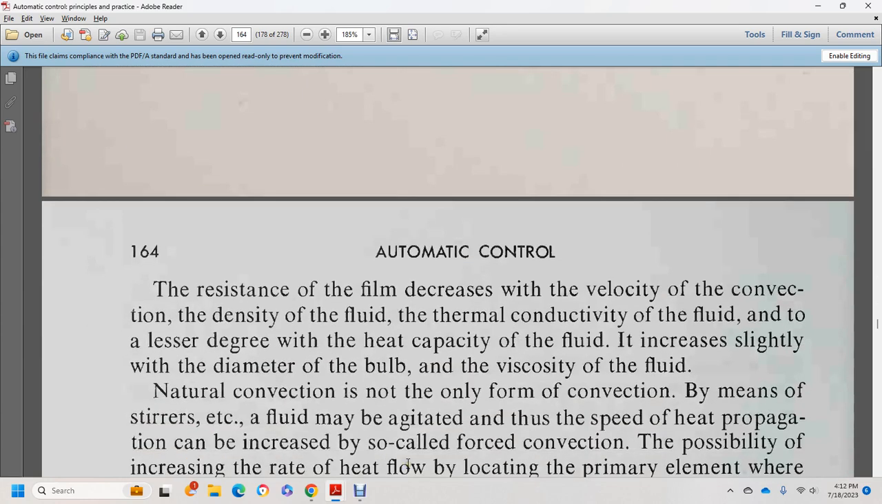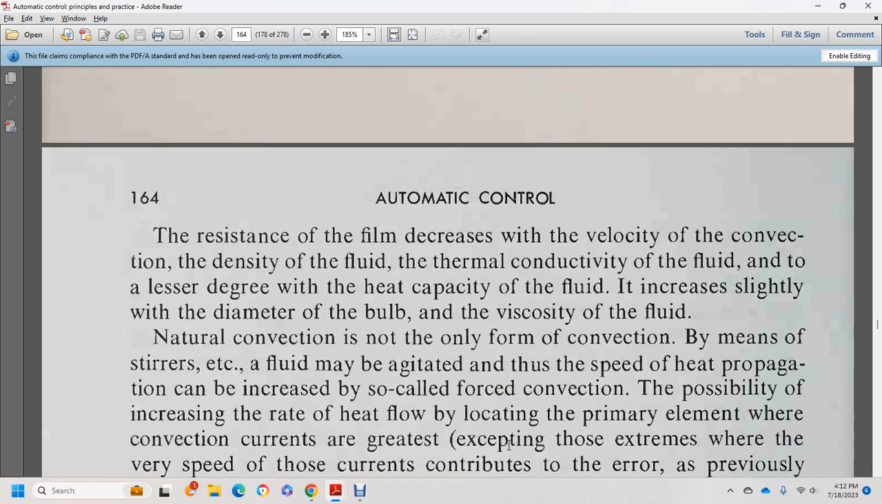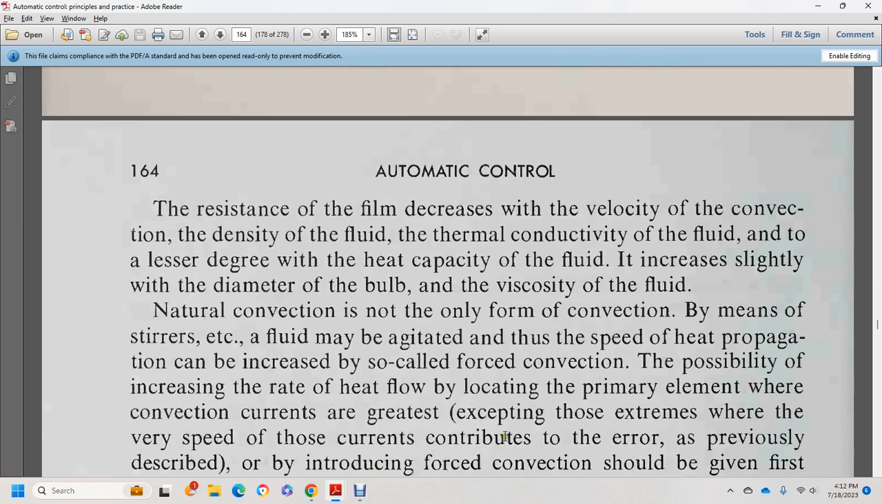The resistance of the film varies with the velocity, with the density of the fluid, with the thermal conductivity of the fluid, and to a lesser degree with the heat capacity of the fluid, increased slightly with the dynamics of the bulb, with the viscosity of the fluid, with natural convection, not only in the form of convection but by means of stirring such a fluid, with the activity of the speed, with the heat propagation being greater with forced convection.